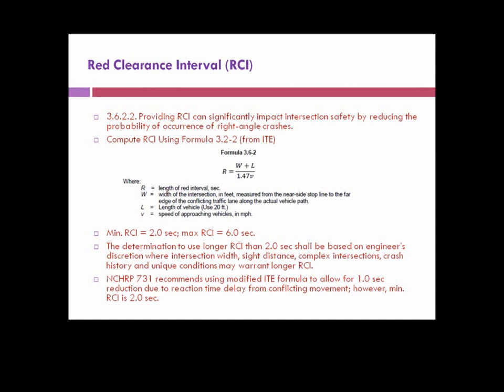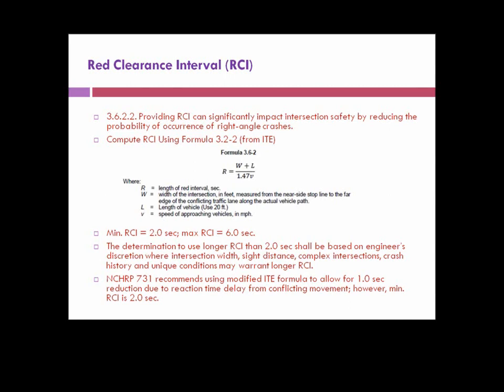It's important to note that red clearance interval can significantly impact the safety at any intersection, because a proper provision would help reduce the probability of occurrence of right-angle crashes. In fact, the formula is also provided in section 3.6, which is shown as R equals W plus L by 1.47 V. And usually one of the questions that comes up about this formula is the calculation of W, that is the width of the intersection.